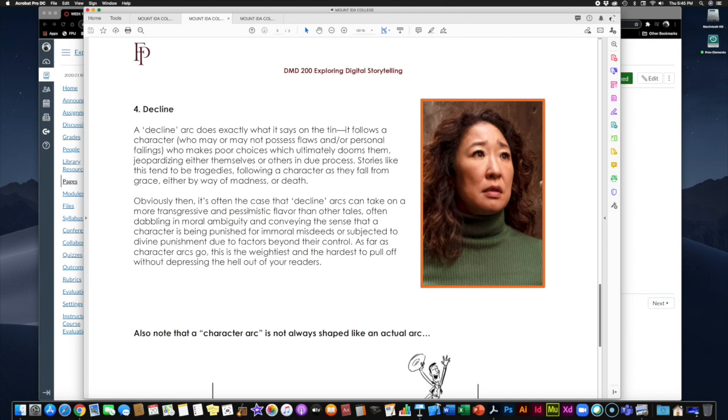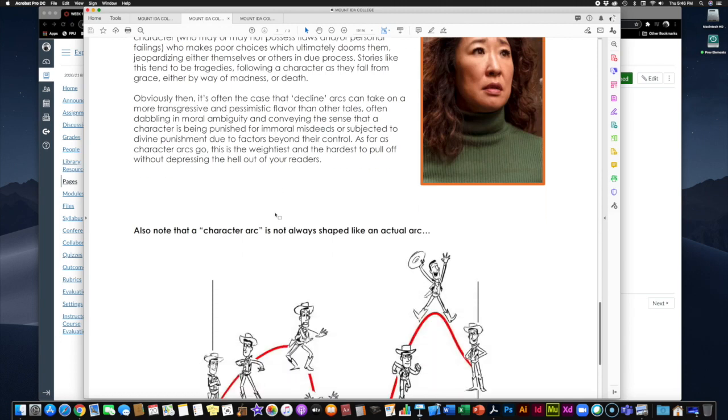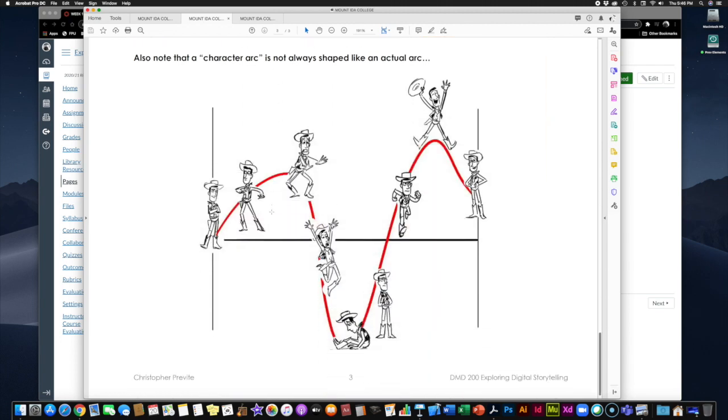Now, as you can probably imagine, and you can probably think of some examples, a lot of times our protagonist or a group of protagonists will be a combination of these different arcs. It might be a little of each. They are sometimes just one version, but sometimes it's a mashup of them. So they're not mutually exclusive to each other. And even though this is called a character arc, you should note that character arcs aren't always shaped like an arc, meaning that the journey is not always an up and down journey.